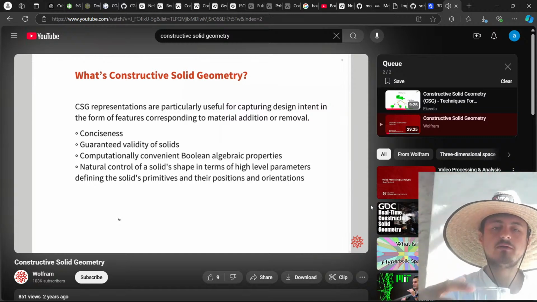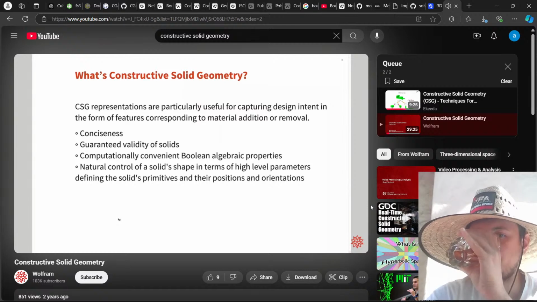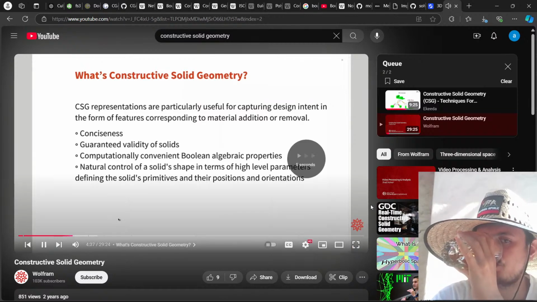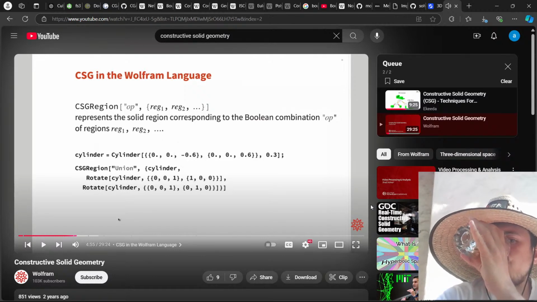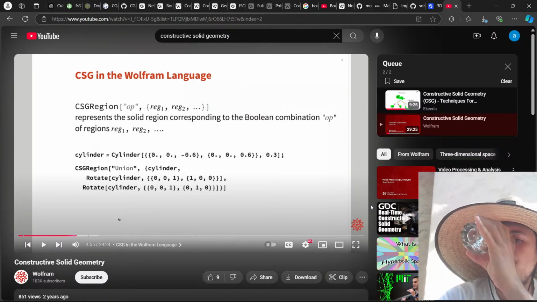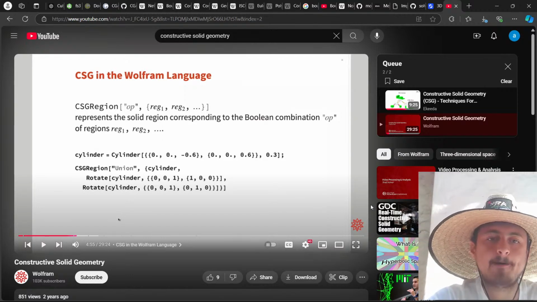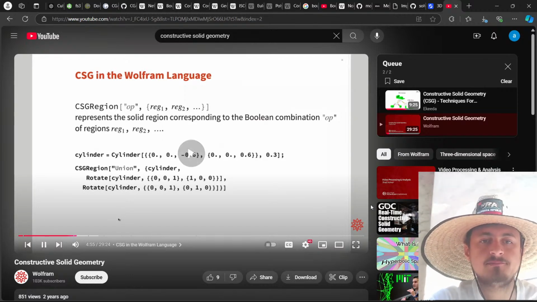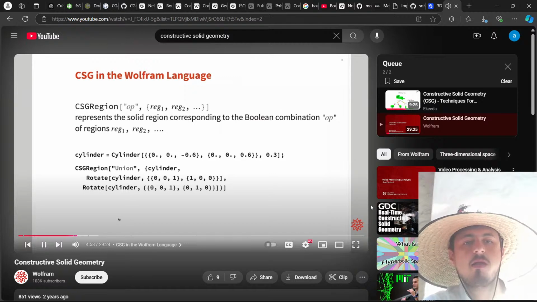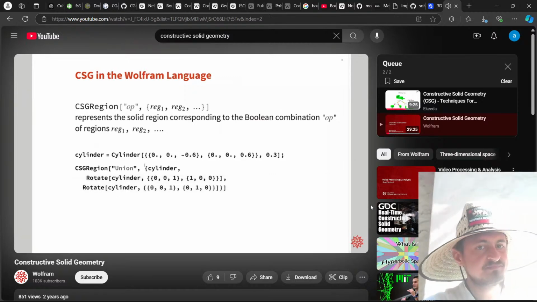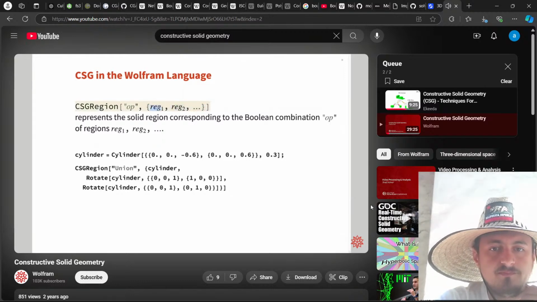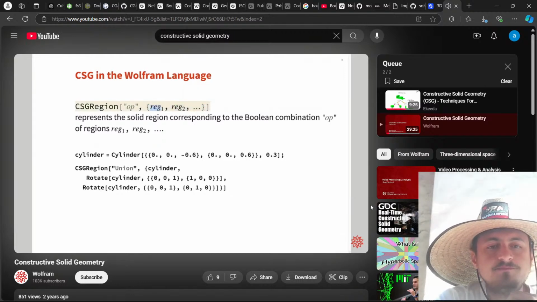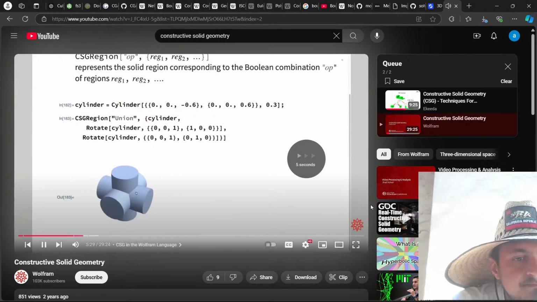Okay. So the other property is that it gives you a natural control, in terms of what we call the CSG region. So we take a first argument where you have the function, and then the second argument contains a list of regions. And these regions can be nested CSG regions. So this is an example where a cylinder is next to one along the y-axis, and then I do a union, and then I get this object.